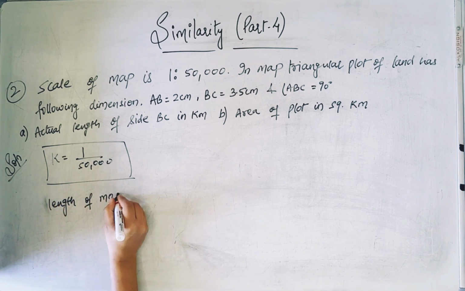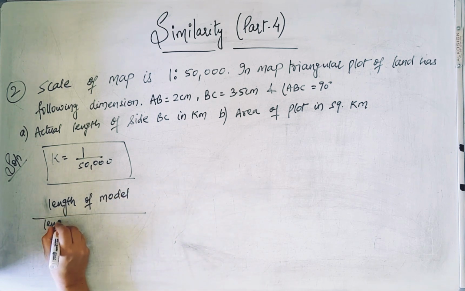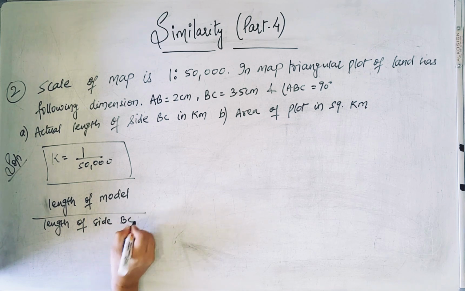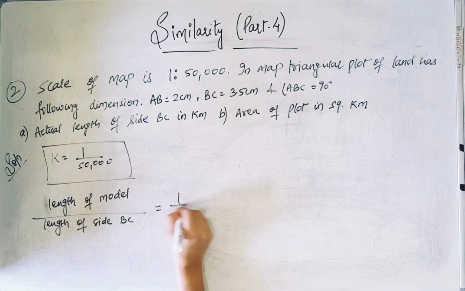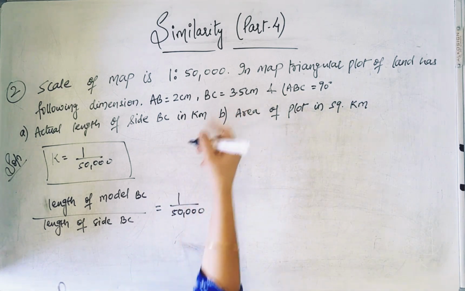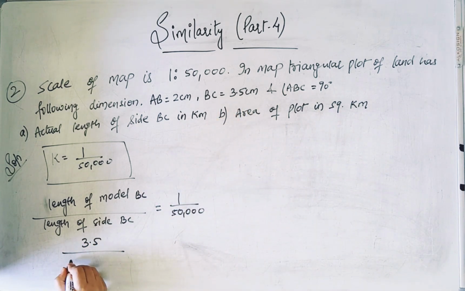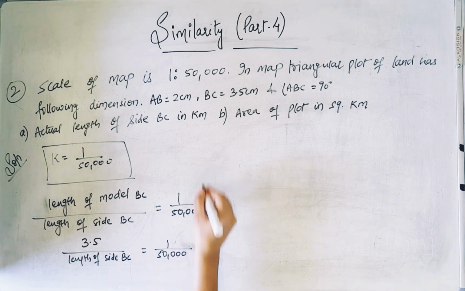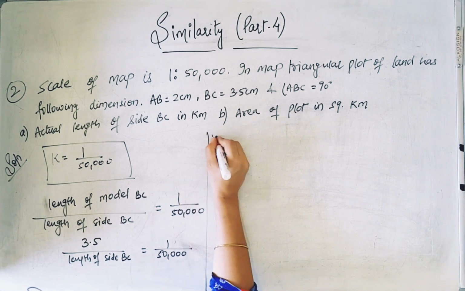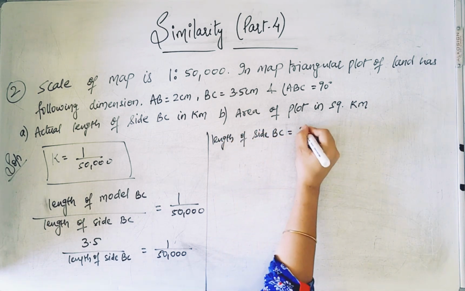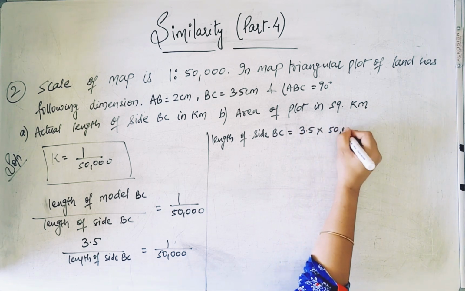Actual length of BC. So we can write it over here, length of model by length of side BC, because this is our figure. This transformation is 1/50,000. Length of model BC, क्या है length? 3.5. So 3.5 by, we can write actual length of side, or we can write length of side BC. It is one and the same thing. So we have got it over here, length of side BC is 3.5 into 50,000.